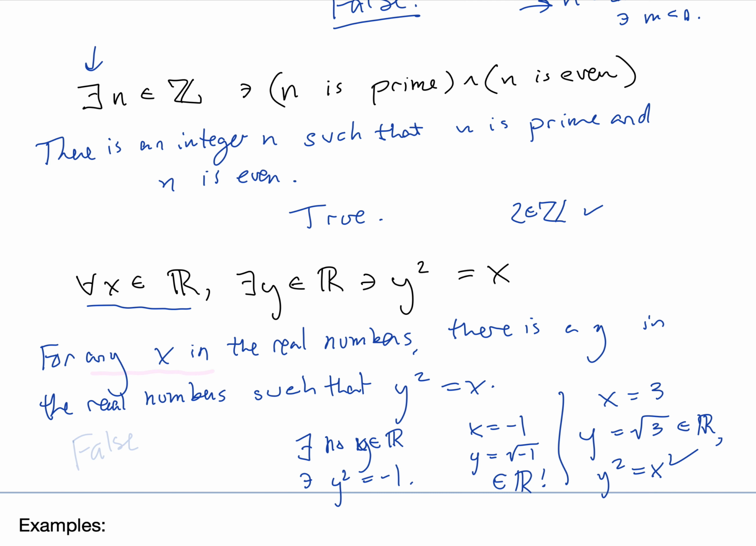That's our definition of an imaginary number. The number i, such that i squared equals -1, is an imaginary number, not in the reals. And so this overall statement is false because it is not true for any x in the real numbers. Okay, let's look at a few more examples.